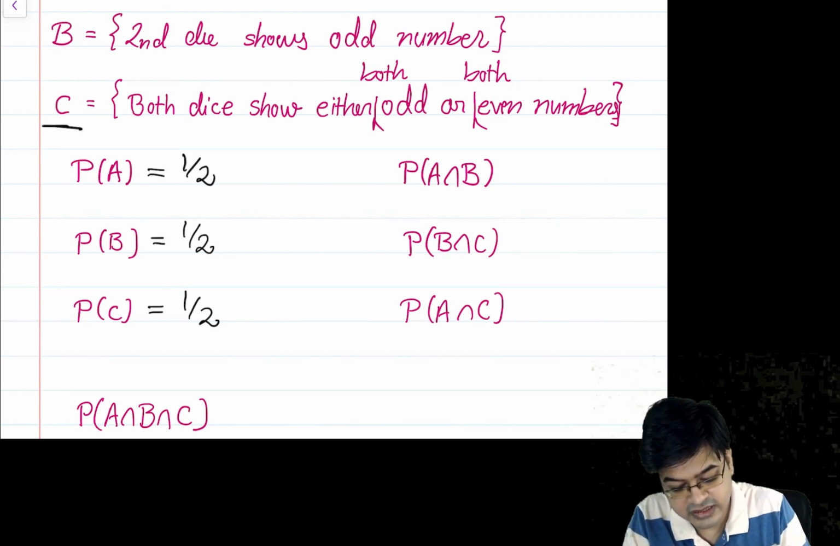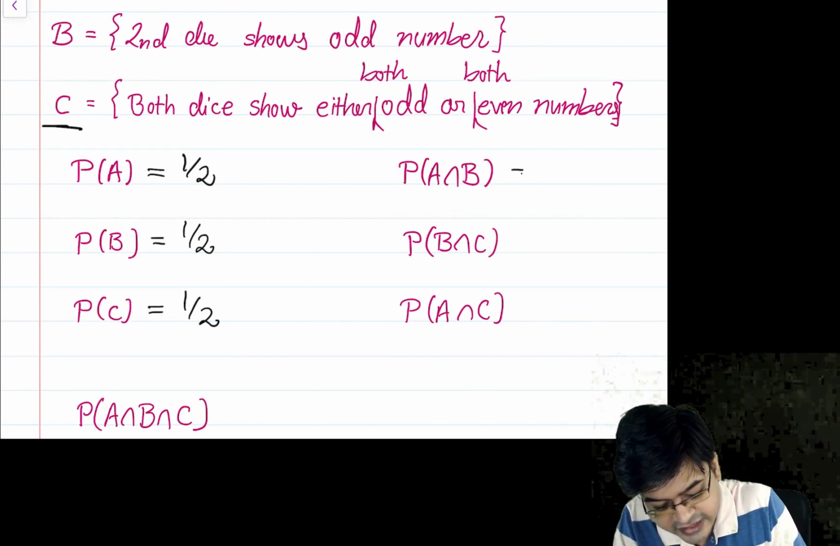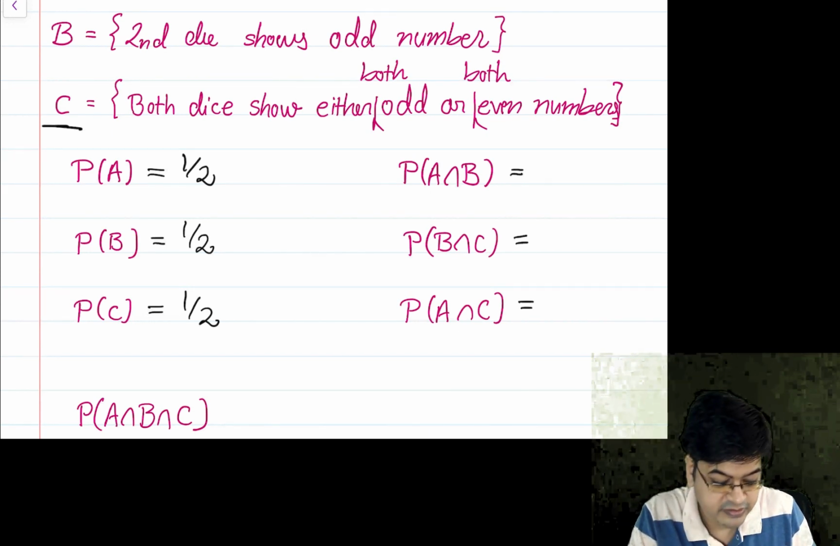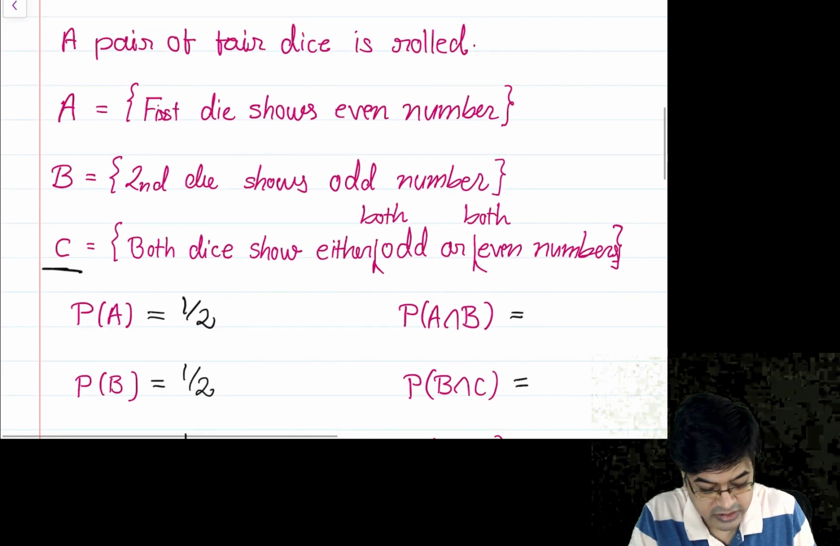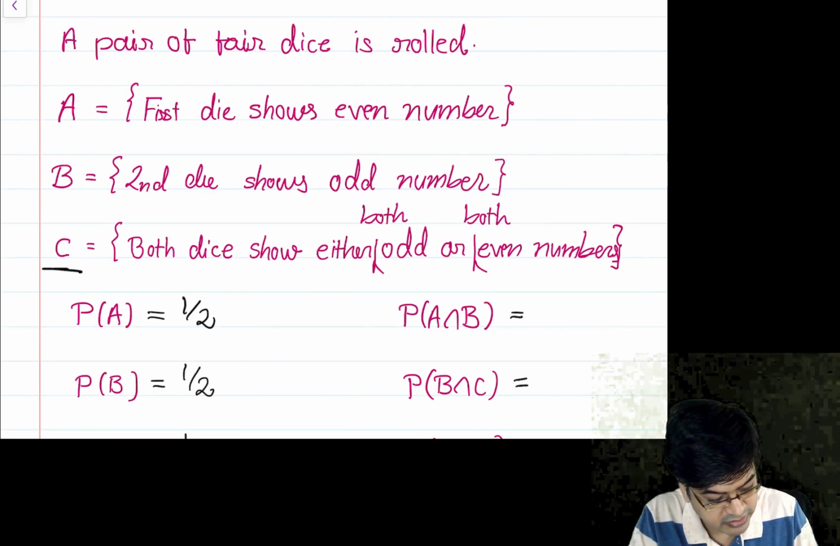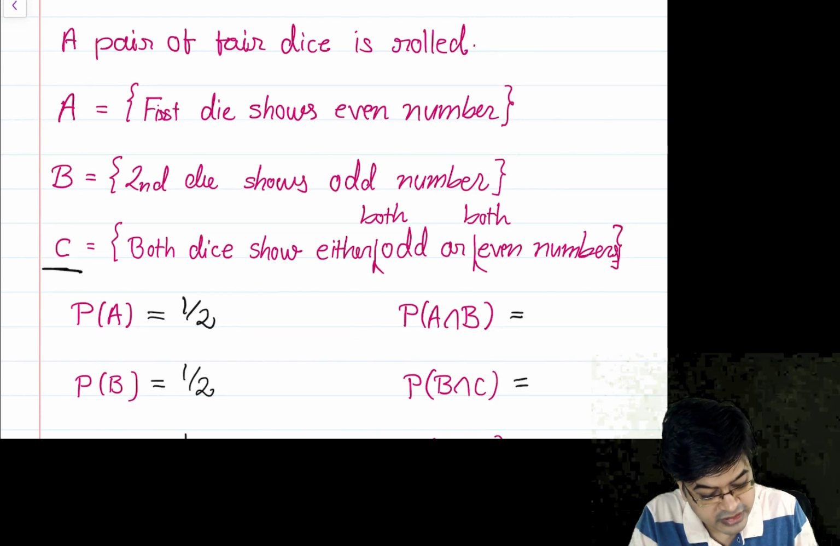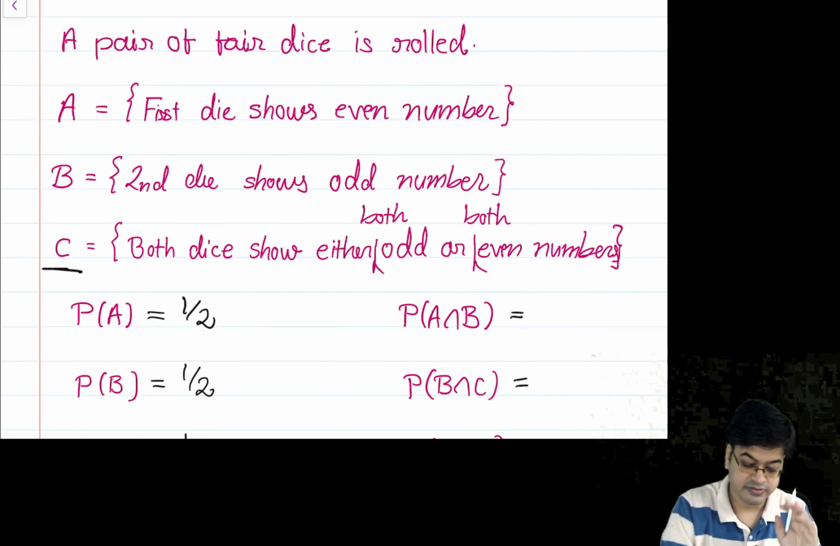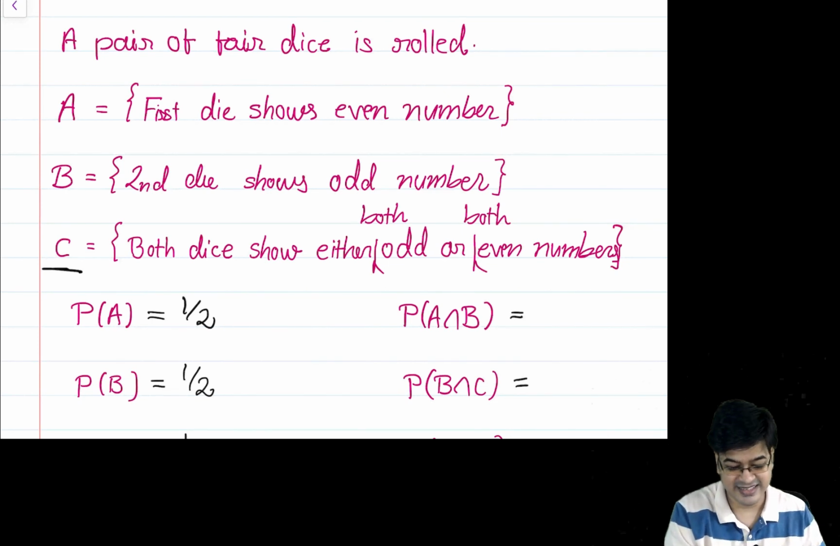Let us look at these probabilities, that is A intersection B, B intersection C, and A intersection C. So in this case, what is A intersection B? First die shows an even number, and then both dice show either both odd or both even numbers. Here is an interesting idea.